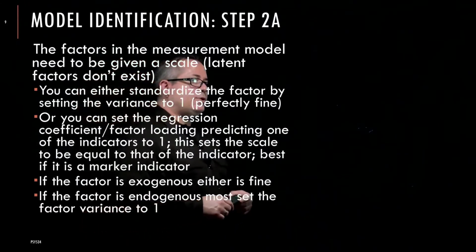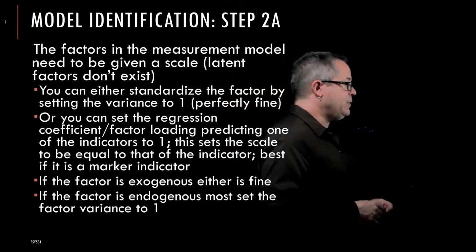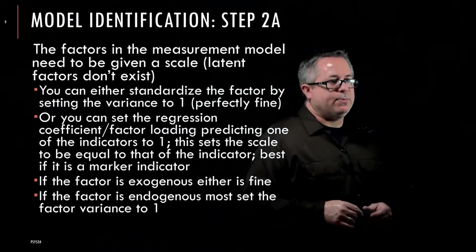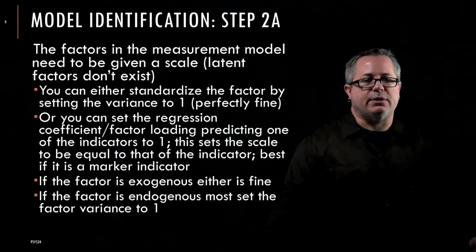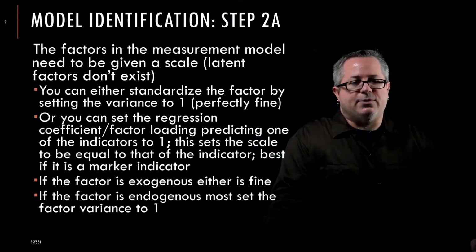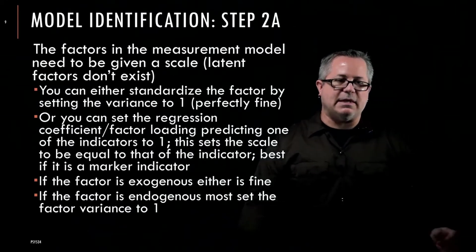So step 2, we're going to talk about step 2 in sort of 2 different parts. You have 2A and 2B. The factors in the measurement model need to be given a scale. I just mentioned this a second ago, but for a factor to exist, to have a thing that you're actually estimating, remember the factors don't actually exist in real life. They're imaginary, they're metaphysical. We actually have to have items that are going to try to explain those things, the factors driving them. So we actually have to bring those factors to life. We have to give them a scale. We have to make them usable.